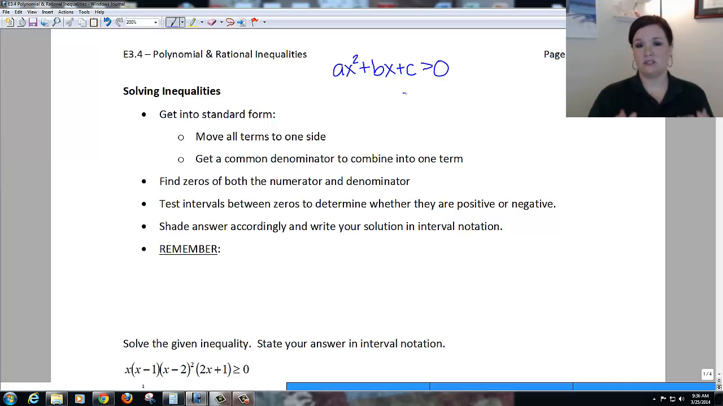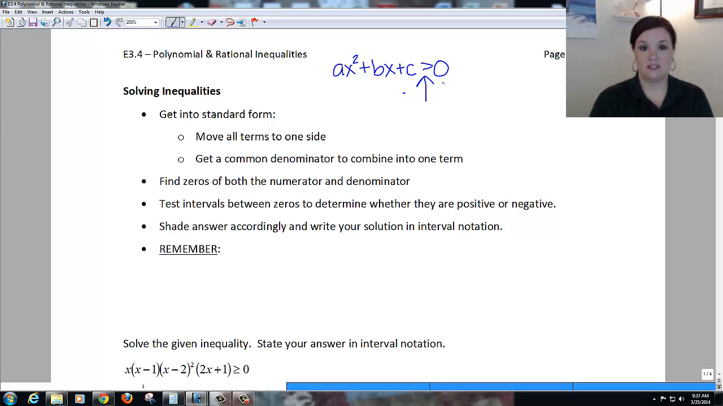But now, instead of just finding the zeros, remember how before in like 3.1, we would test the points to see if they're below or above the x-axis? We're going to do the same thing here, and then depending on our symbol, that tells us which intervals we want as our solution, okay? If we have a greater than or a greater than or equal to, we want the intervals where the y values are above the x-axis. Okay, if we have a less than or equal to, we want the intervals where the y values are below the x-axis. So I'm going to show you how to test the intervals like we did before and that type of stuff.